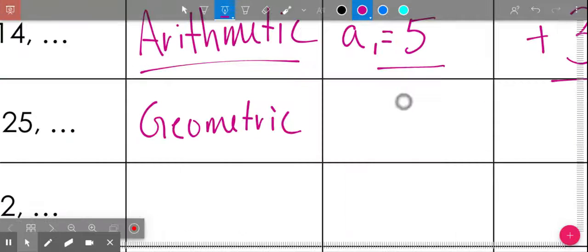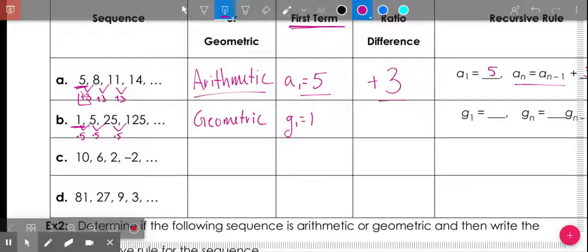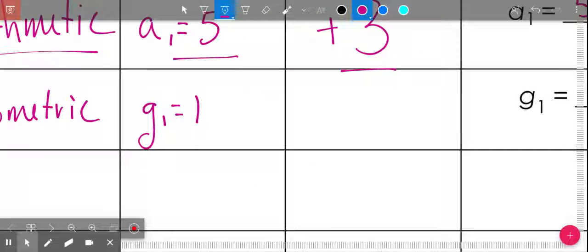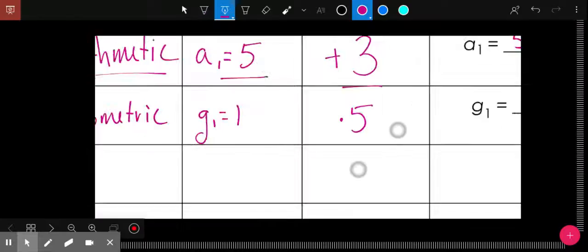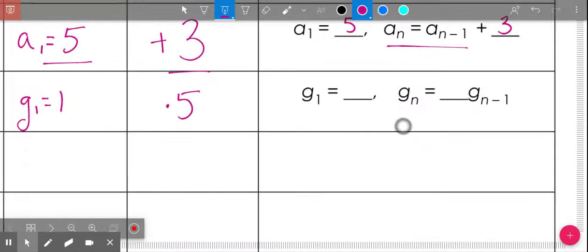So that means we're going to have g sub 1. Well, if we look at this, our very first term is 1. And then what was our ratio? We were multiplying by 5, so times 5. So now we just have to fill in the blanks. So we'll have g sub 1 equals 1, and then the 5 goes up front. And that's going to be it.